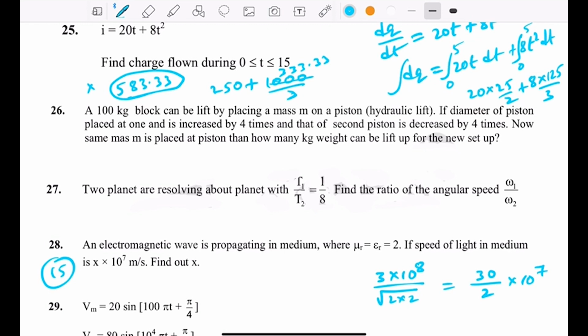Two planets are revolving about a planet with time period t1 is to t2. Okay. T1 is equal to 2 pi by omega, so it will be 8. So 2 pi by angular speed, that's it. 2 pi by omega 1 divided by 2 pi by omega 2 is equal to 1 by 8. From here omega 2 by omega 1 is equal to 1 by 8. Omega 1 by omega 2 will be 8.